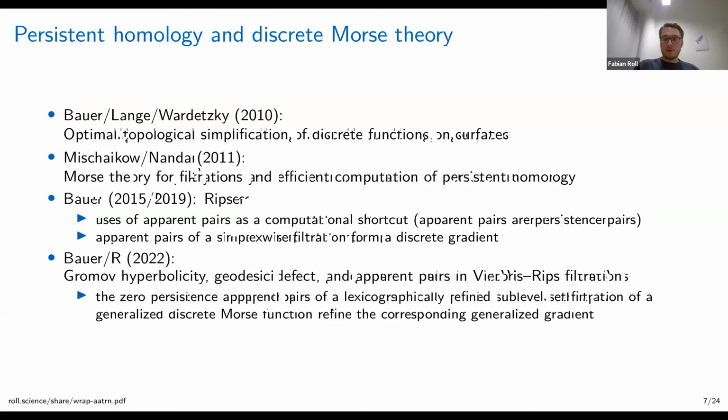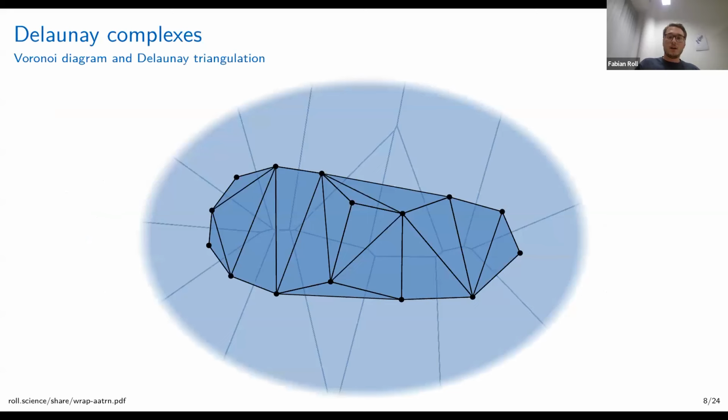But before, I want to tell you about the connection we established between persistence and discrete Morse theory. I want to mention first the motivation for this project, which is related to shape reconstruction. And for that, I want to recall some other geometric complex that we typically use in TDA or in computational geometry, namely the Delaunay complexes.